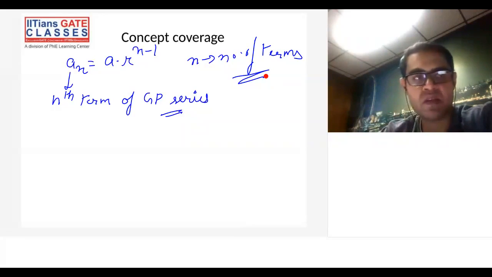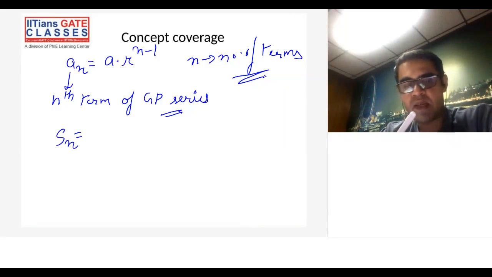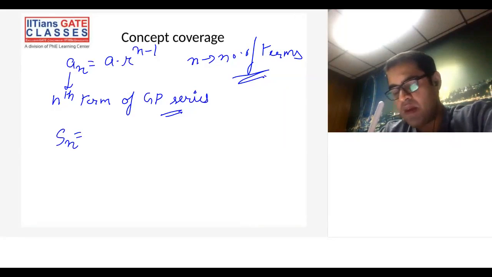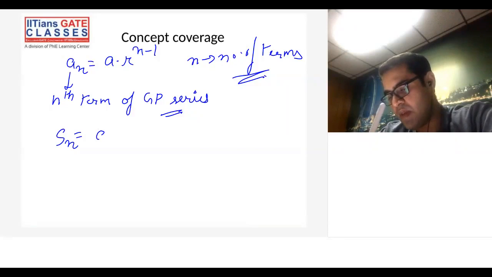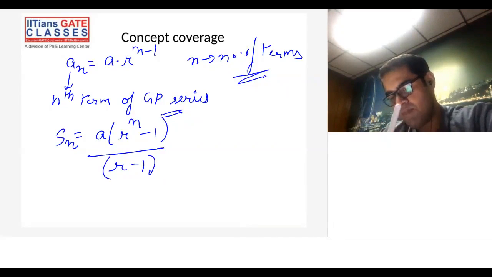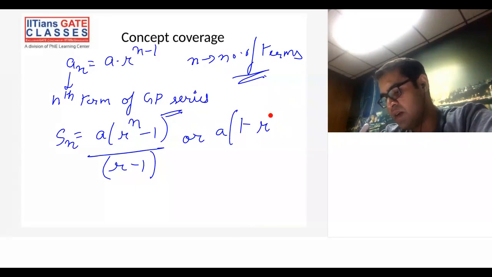Right, n is again your number of terms. Now the Sn formula, Sn is equal to, now there are two formulas. I'll tell you the conditions for both of them. A into r raised to power n minus 1 by r minus 1, or the formula is a into 1 minus r raised to n by 1 minus r.